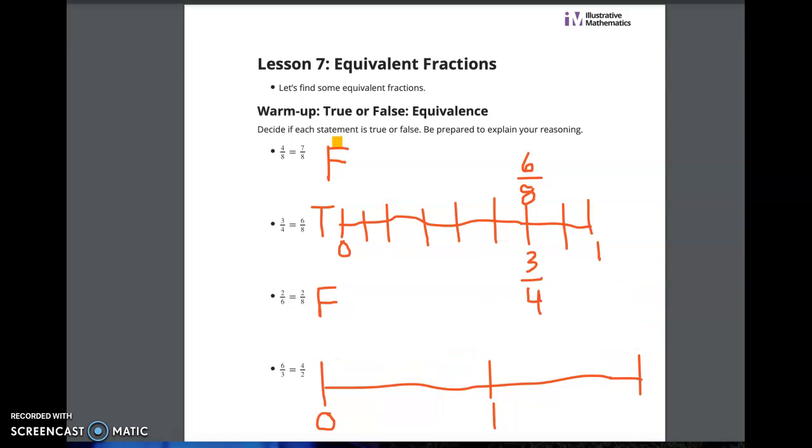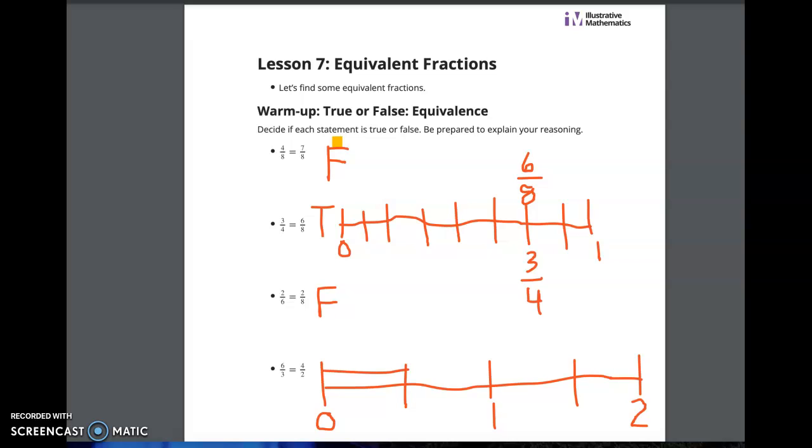Give ourselves a little bit more room. Okay, so let's say that I have this number line again, but this time instead of being broken into 3 pieces, my denominator tells me it's broken into 2 pieces. I'm going to break that into 2. I'm going to break that into 2. So now I need to count.